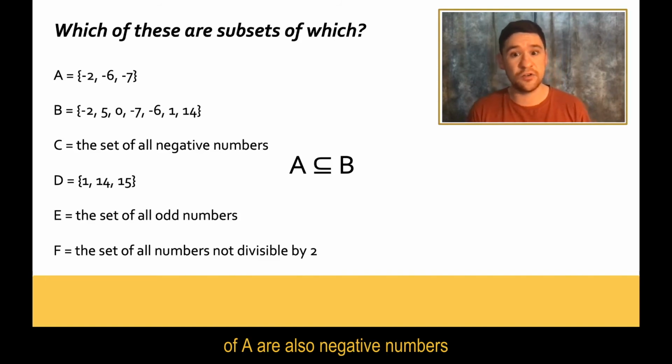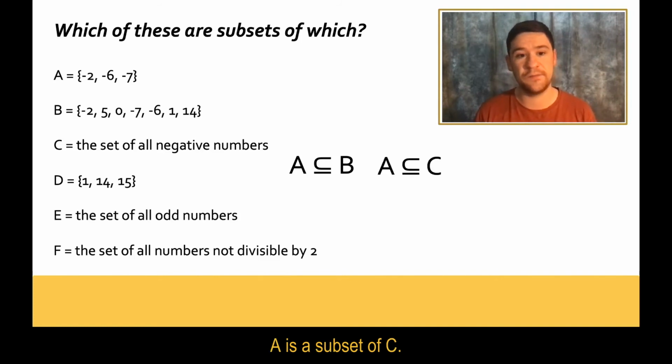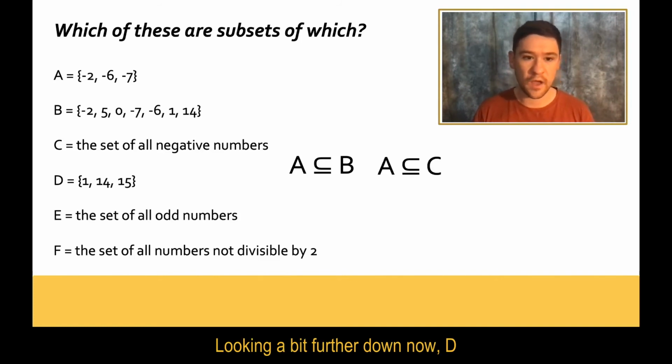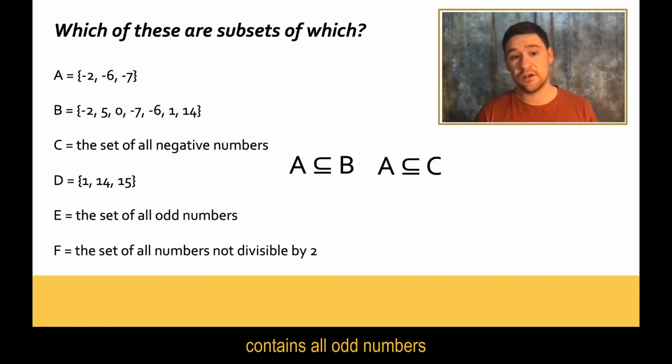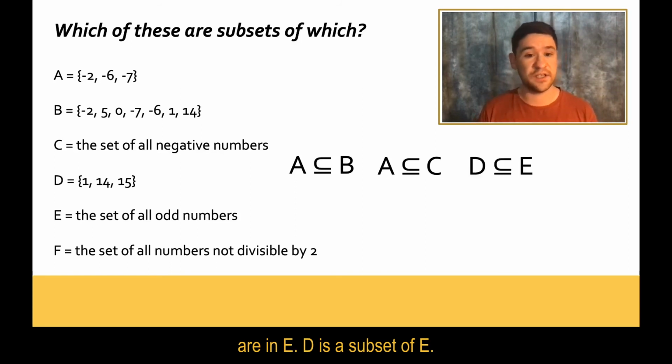All the elements of A are also negative numbers. So all the elements of A are also in C. A is a subset of C. Looking a bit further down now, D contains all odd numbers. So all the elements of D are in E. D is a subset of E.